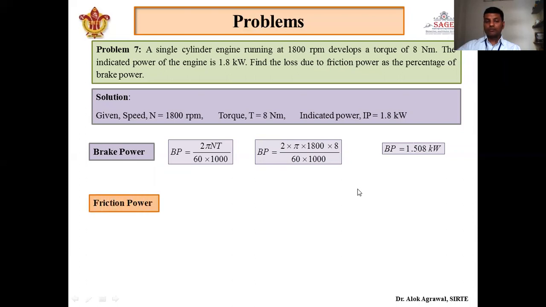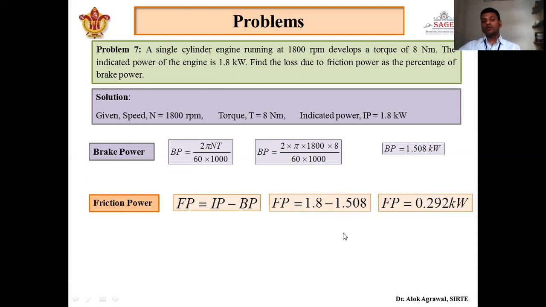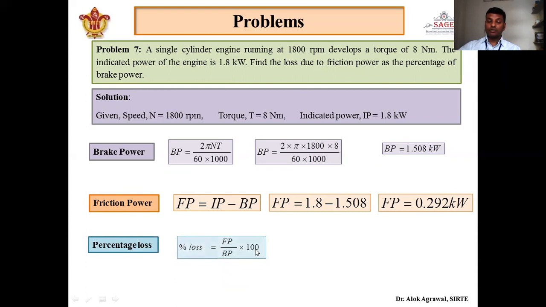Now friction power is the difference of indicated power and brake power. We know both indicated power and brake power, so friction power comes out to be 0.292 kilowatt. Now the percentage loss. Here percentage loss is asked in terms of brake power, so we have to do friction power by brake power into 100.